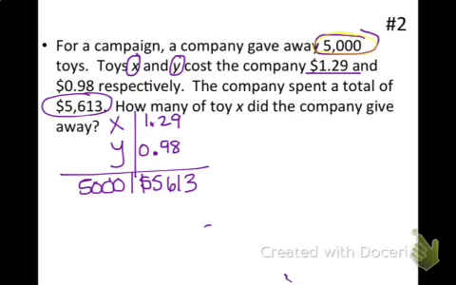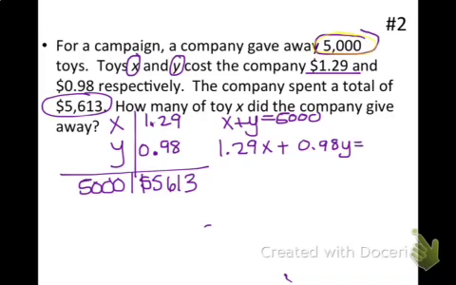Our first system is going to be x, our number of toy x, plus our number of toy y is equal to 5,000. Our second one is going to be 1.29 times x, because now we're talking about the actual money value, plus 0.98y is equal to 5613. So we have our two systems.